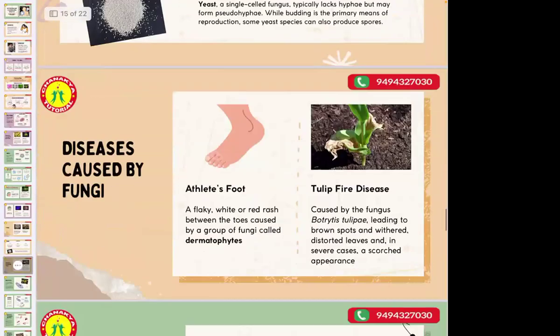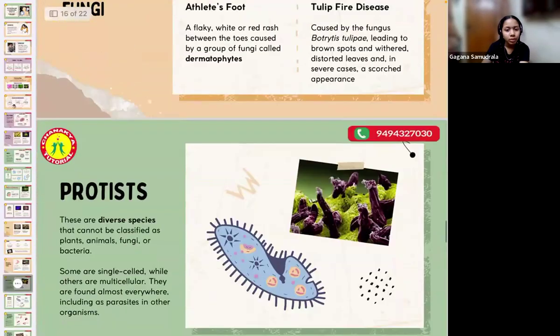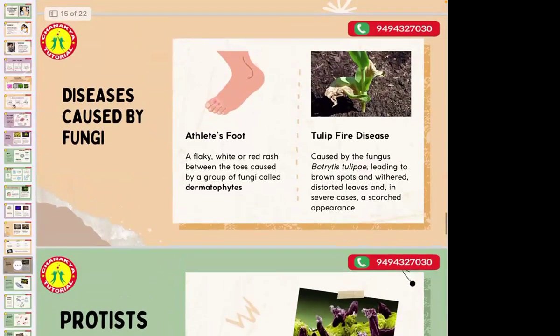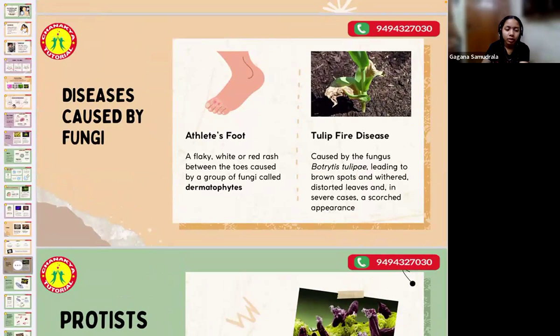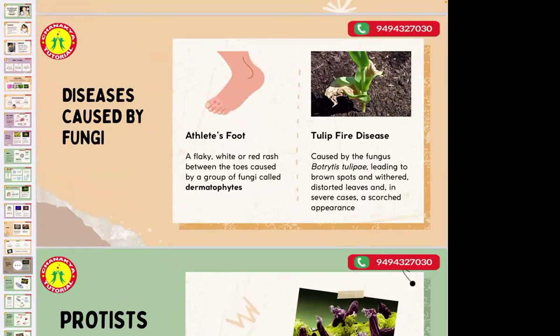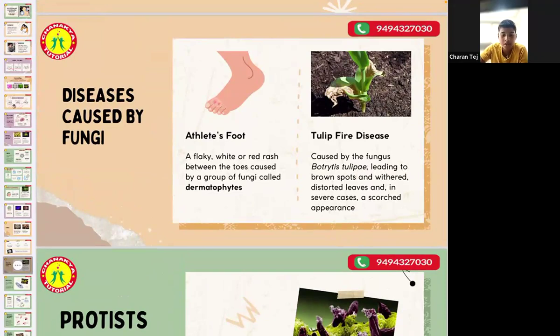Ma'am, are rust of wheat and smut of wheat the same? No, they are actually different. Let me complete this first, of what Charan asked me. Charan, what did you ask me? Yes, ma'am. What exactly is meant by rust of wheat?